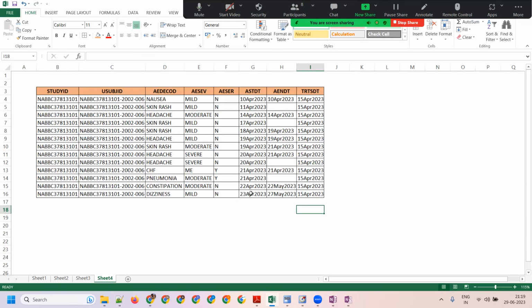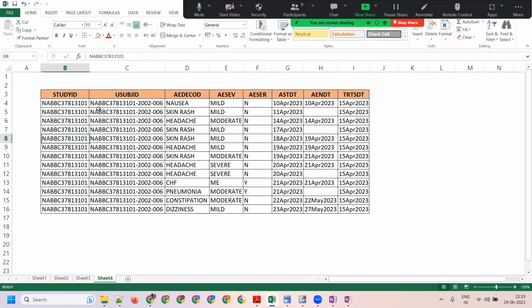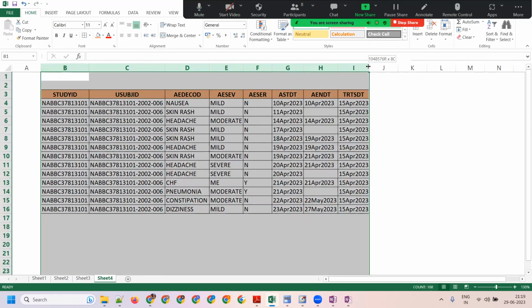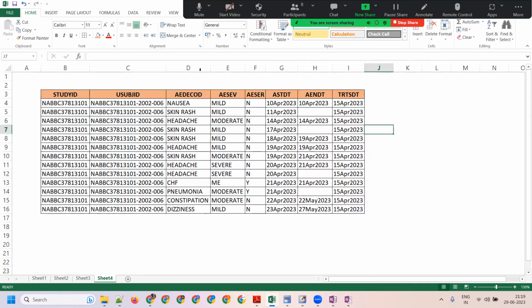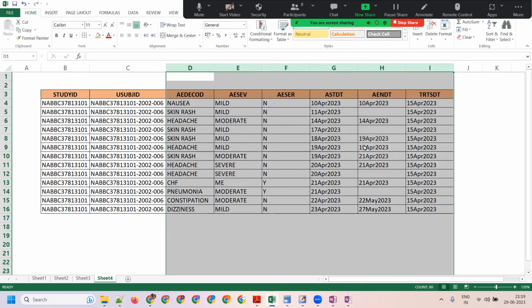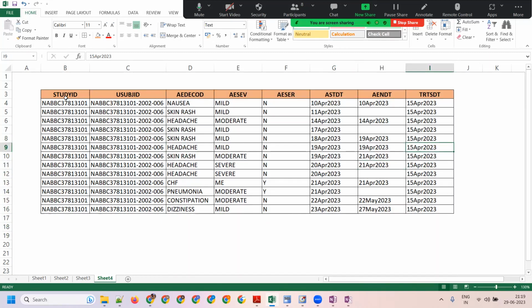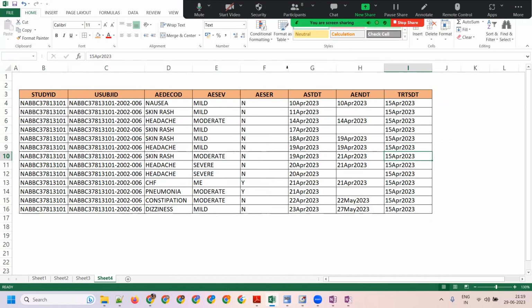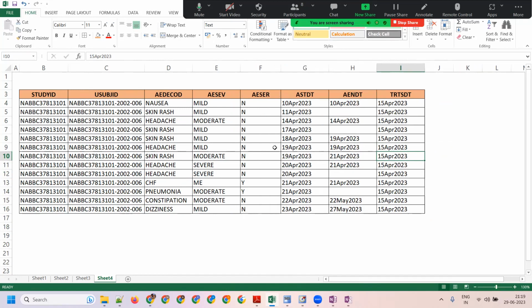Guys, now I need all of your attention. Tell me, guys, now I want to calculate my next variable. My next variable is going to be treatment emergent flag. How you calculate it?